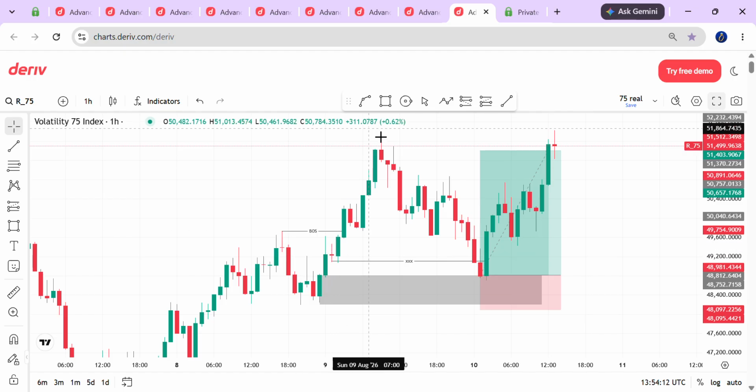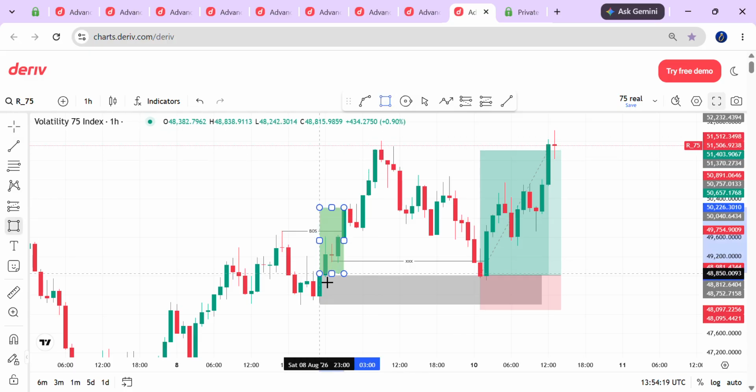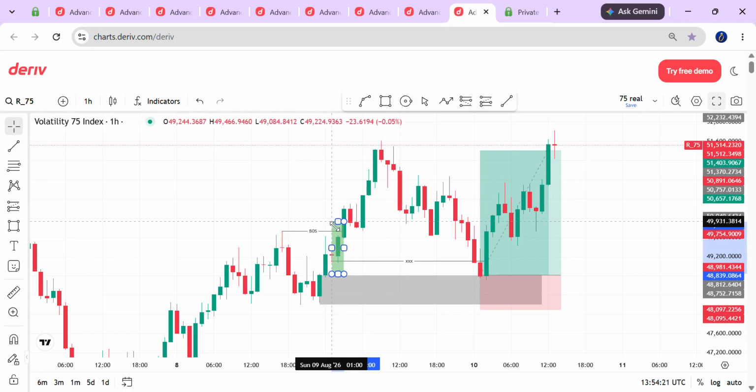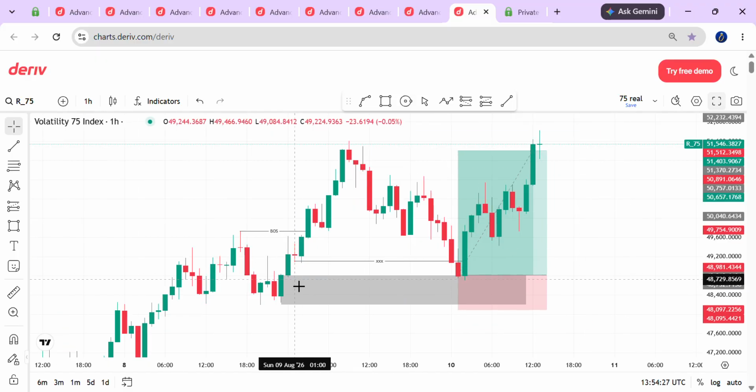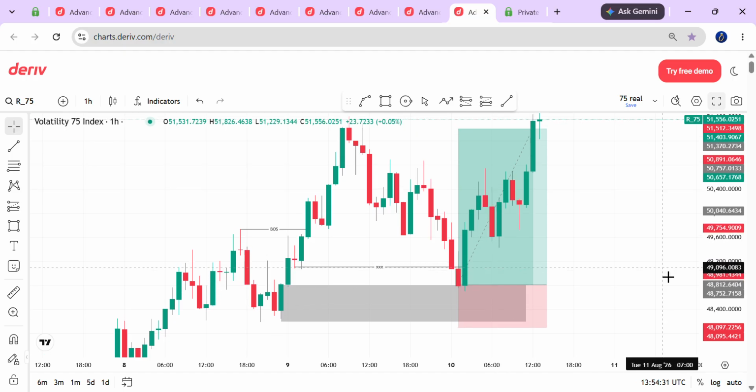The market broke to the upside. Now after the market broke, remember I said the impulsive move. Now this is the impulsive move that caused that break of structure. Those candles. So now number two, we have my liquidity present.